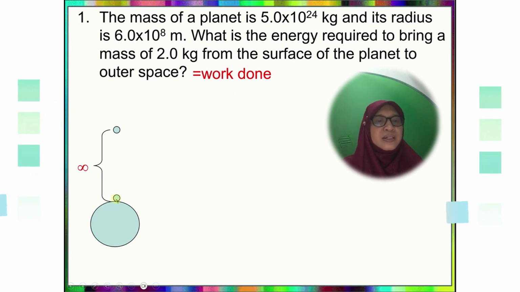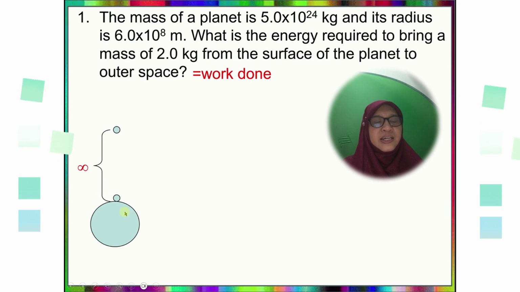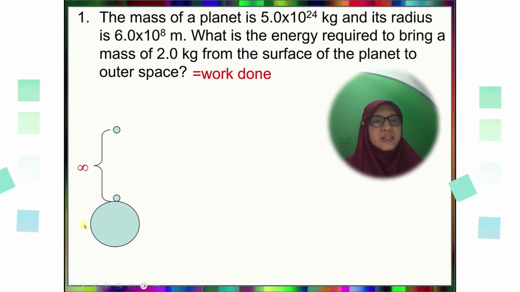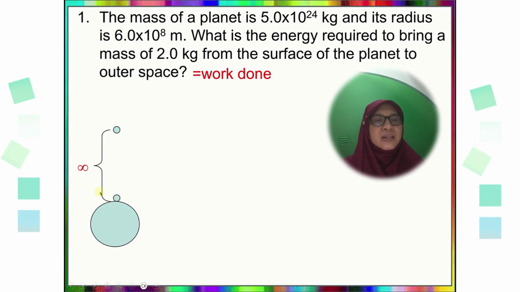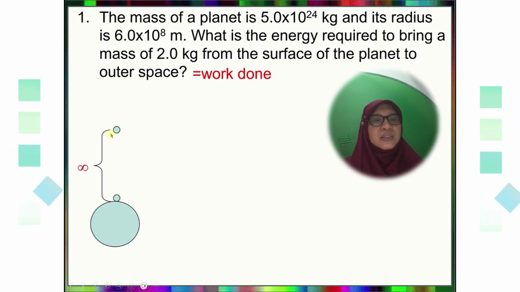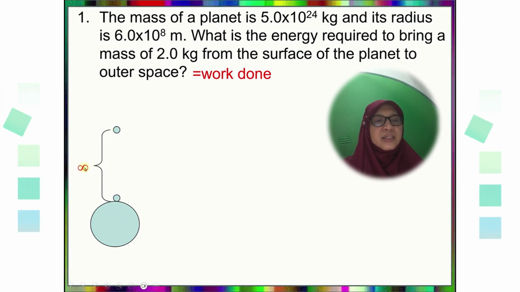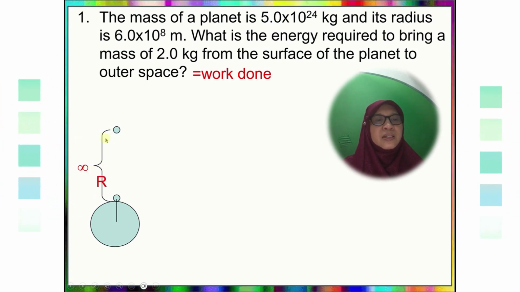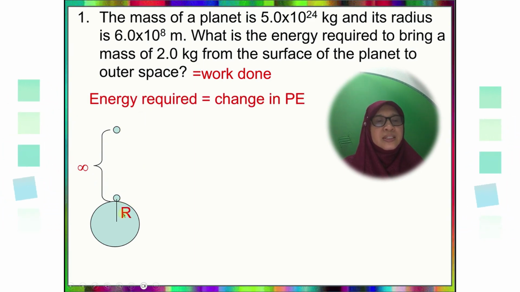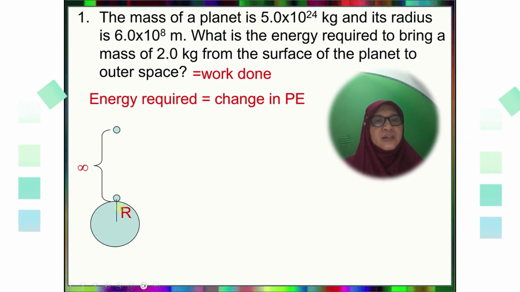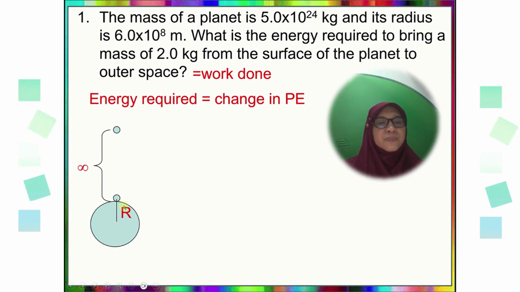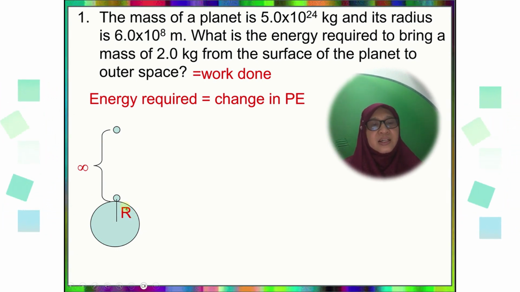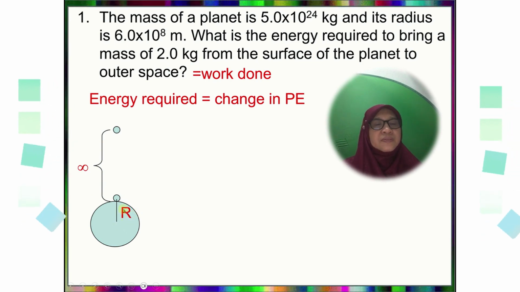Now if you want, this is the diagram to imagine what happened. This is the mass that we are going to bring to outer space. The distance is very far, so the energy at infinity will be 0. So the energy at the surface of the earth, we are going to use the gravitational energy on the surface of the earth.